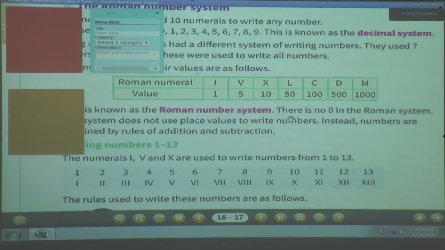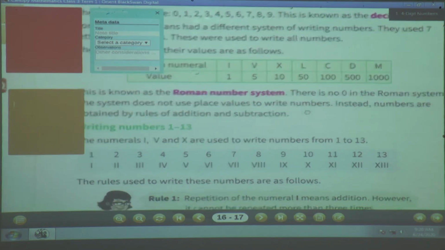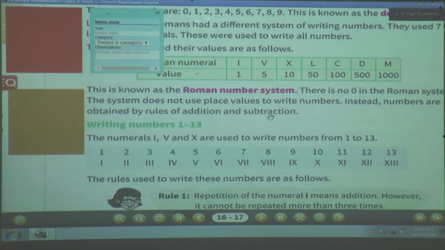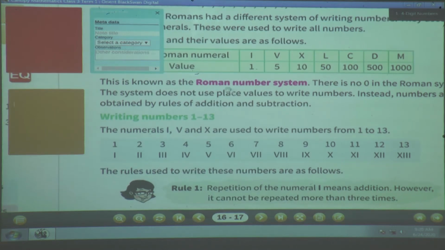Now see here, there is no 0 in the Roman number system. See children, the Roman numbers start from 1. The system does not use place values to write numbers. Instead, numbers are obtained by rules of addition and subtraction. To write the numbers, there are some rules: the rules of addition and the rules of subtraction. By using these rules, we can write the Roman numbers till 1000. How we can write the Roman numbers, that we will see one by one.